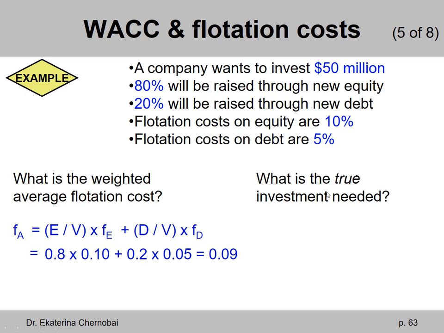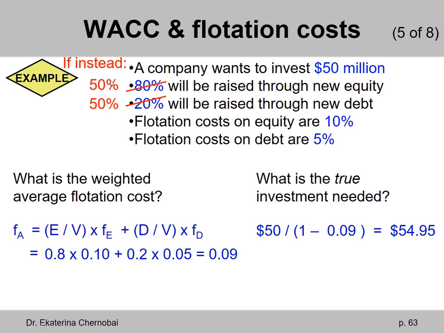Now let's answer the second question. What is the true investment that's needed? Using the formula from one of the earlier slides, we need to take $50 million, which is what the investment requires us to spend upfront, and divide it by 1 minus the weighted average flotation cost, 0.09. This gives $54.95 million.